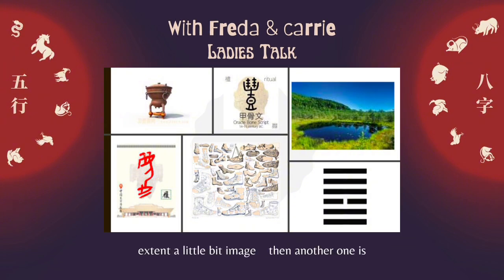Then another one is the relationship, because the yang line on top is like heaven, the sky. Then the yin line at the bottom, on top of it, we call lake. So that's why I put the image of the lake. The sky is up, and the lake will reflect the sky, so it looks so blue. Their relationship is like that, because the lake needs the sky.